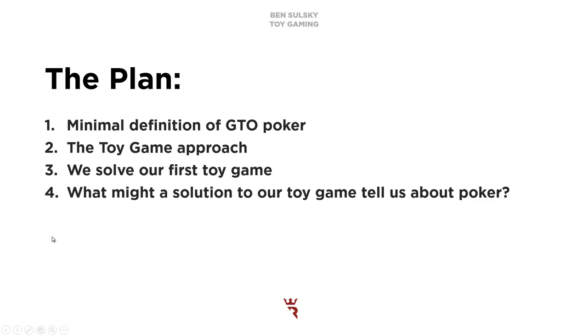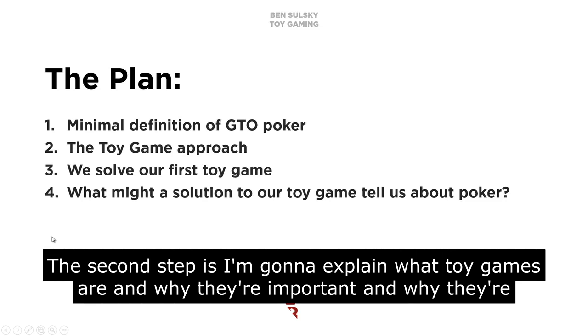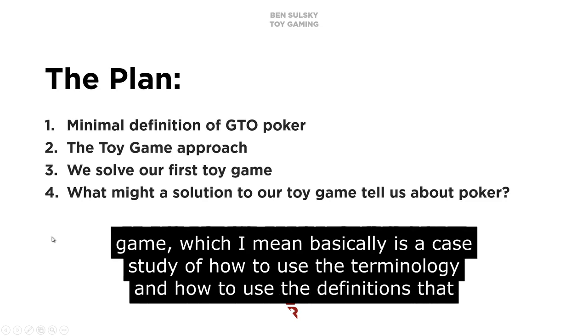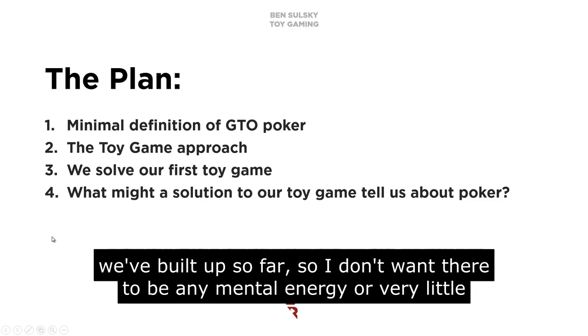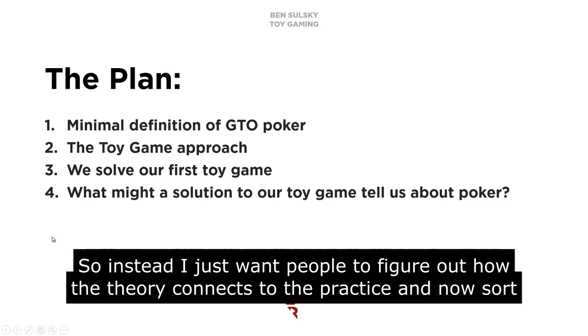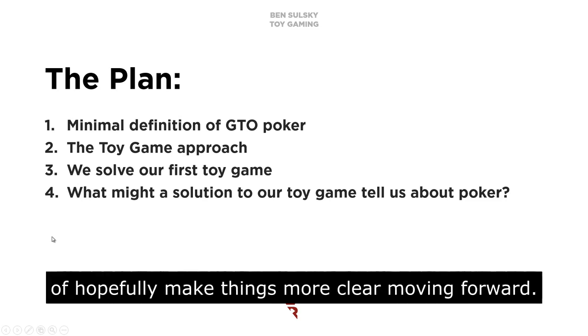That's the first step. The second step is I'm going to explain what toy games are and why they're important for solving real poker. Next, we're going to solve an extremely simple toy game, which is basically a case study of how to use the terminology and how to use the definitions that we've built up so far. So I don't want there to be any mental energy or very little mental energy spent on the solution to this toy game. I think that should be easy. So instead, I just want people to figure out how the theory connects to the practice, and that'll hopefully make things more clear moving forward.